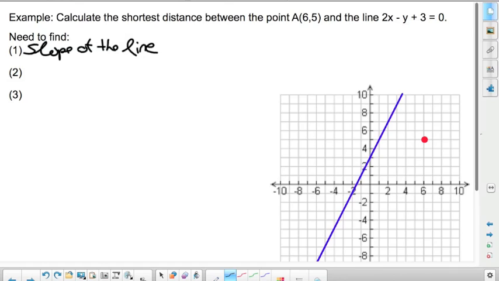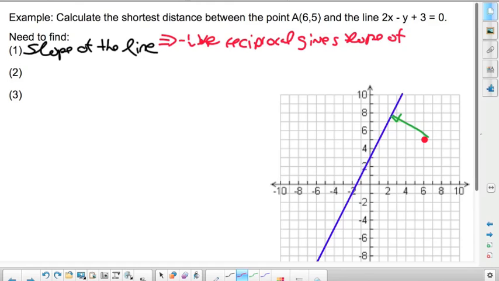Yeah, because remember that concept, right? If we draw that green line, we're going across here, this must be at a right angle. So this gives us the negative reciprocal, which gives the slope of the perpendicular line, right? So that's what we want, that slope.